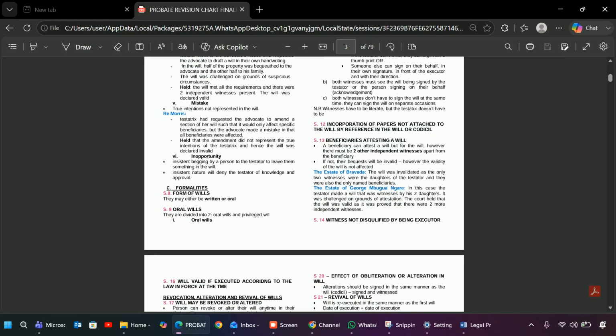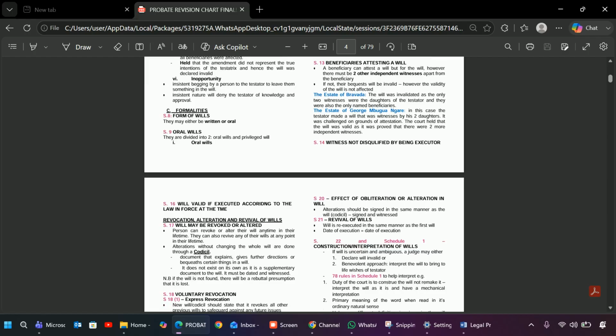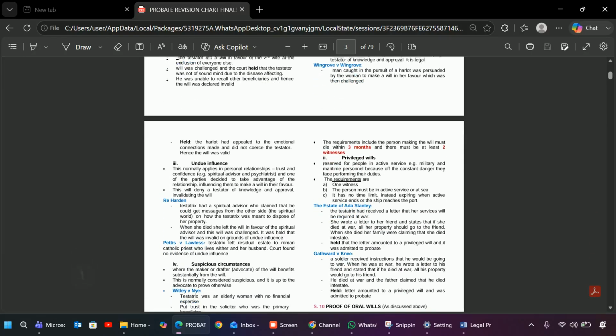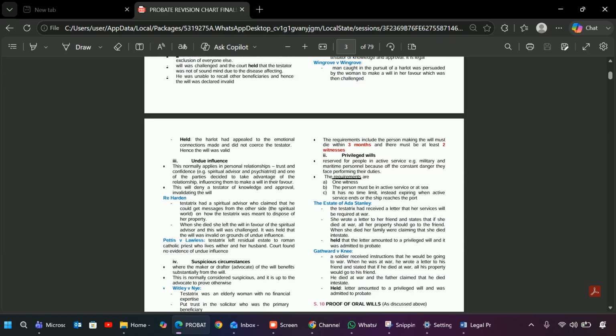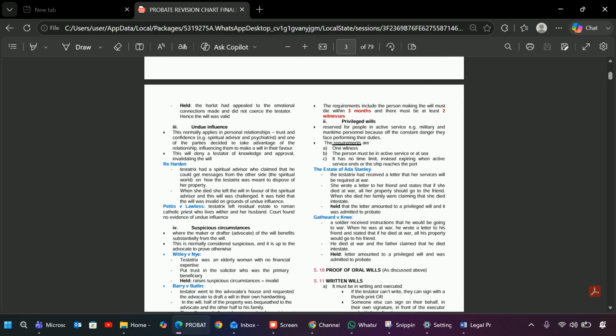Then if we are to scrutinize formalities, this is pursuant to section 8 of the Law of Succession Act. A will may either be oral or written. And when it comes to oral wills, they are divided into two: we have oral wills and privileged wills. When it comes to oral wills, the requirements include that the person making the will must die within 3 months, and there must be at least 2 witnesses. On the other hand, privileged wills are reserved for persons in active service, e.g. military and maritime personnel, because of the constant danger they face performing their duties.